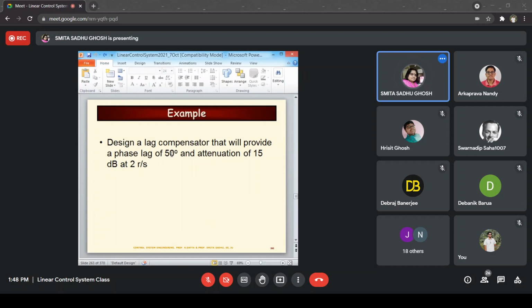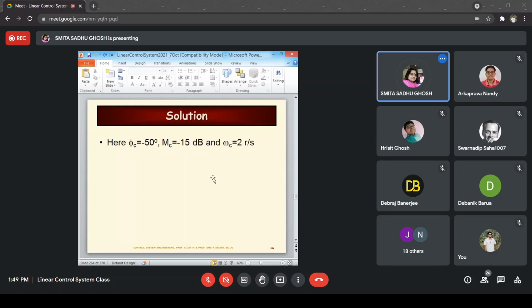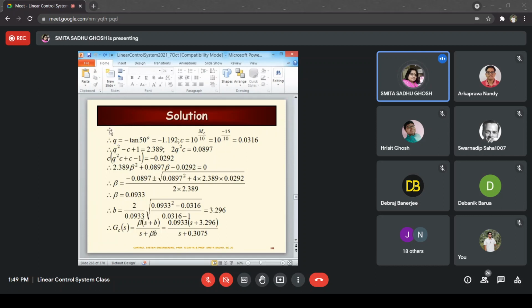So what is given is that lag means phi c is equal to minus 50 degrees, because a phase lag of 50 degrees is the requirement. The gain required from the compensator is an attenuation of 15 dB, meaning minus 15 decibels at a frequency of 2 radians per second. Once these are mentioned, you can find the value of q from this and c from this, and then put them in the quadratic and solve for beta. That is what has been done here explicitly. You can see the working out.